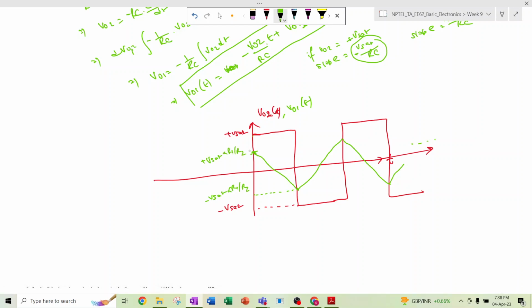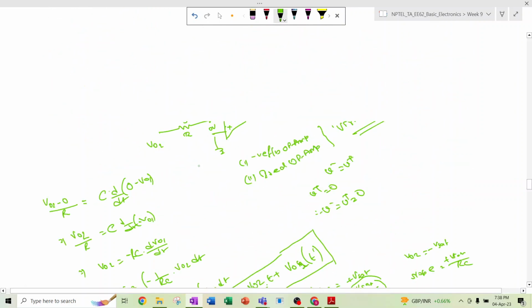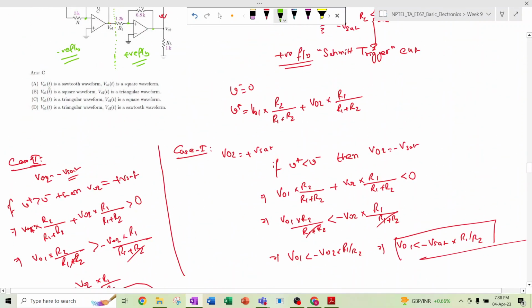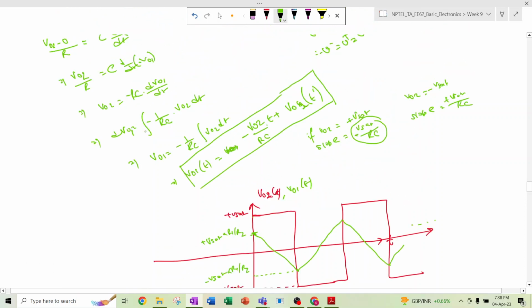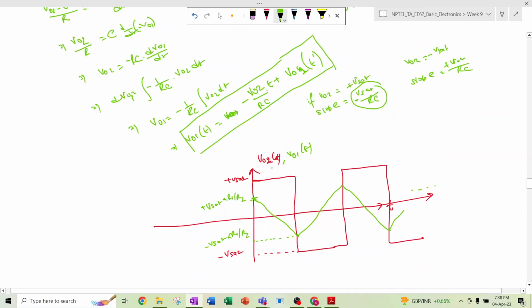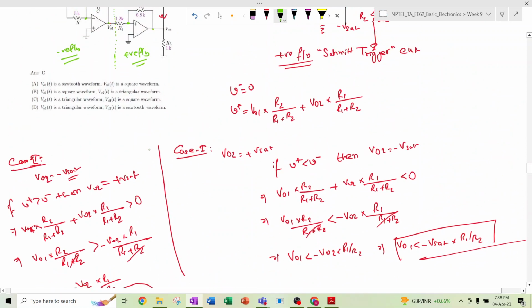Okay, so this is the diagram. So according to the given question, VO1T will be triangular and VO2T will be a square wave, right? So the correct answer will be option C. The VO1 is a triangular waveform and VO2 is a square waveform.